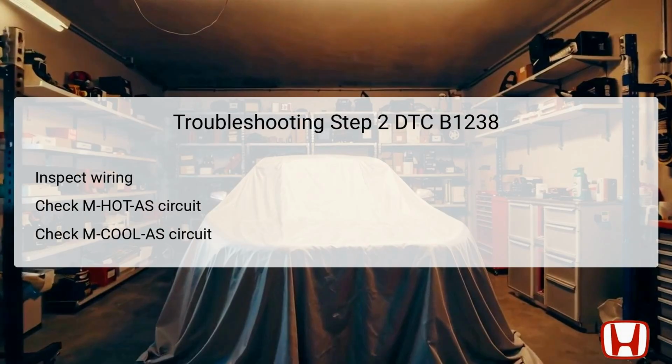The next troubleshooting step focuses on inspecting the wiring related to the air mix control system, specifically the M-Hot AS and M-Cool AS circuits. For troubleshooting, ensure that the passenger's air mix control motor connector is disconnected. Then you will inspect the M-Hot AS circuit for any open wiring.